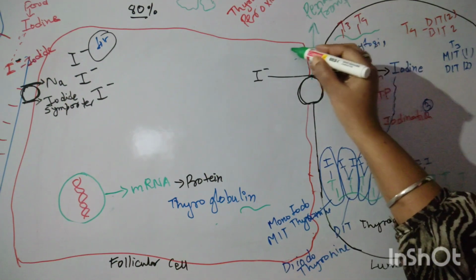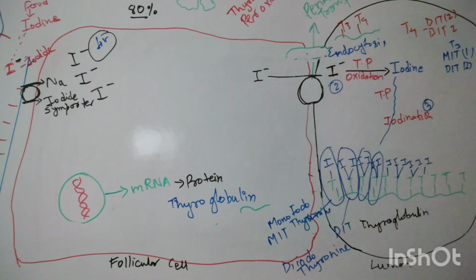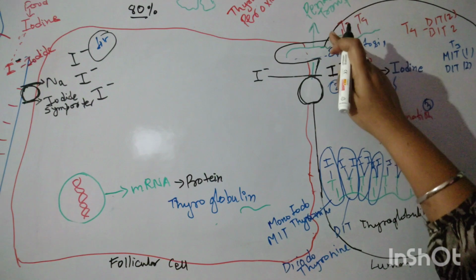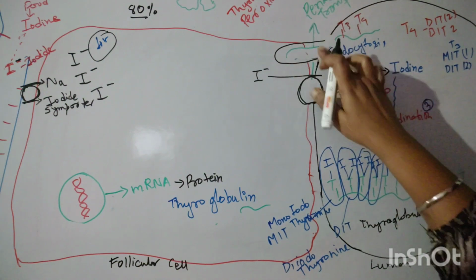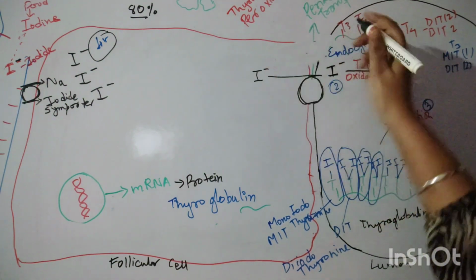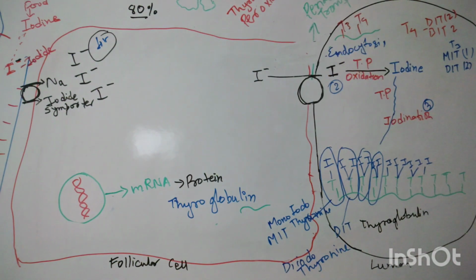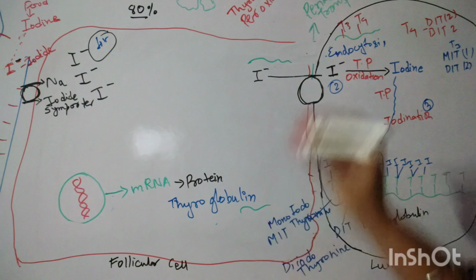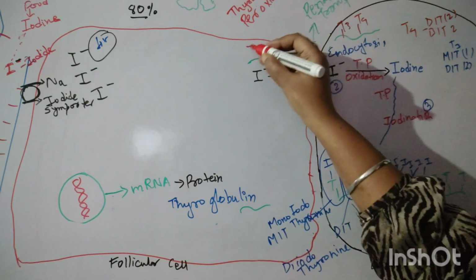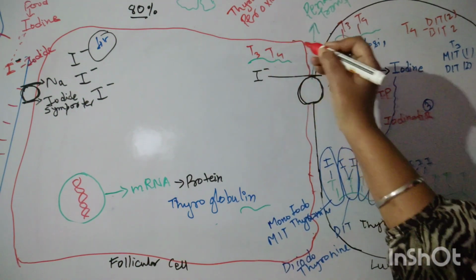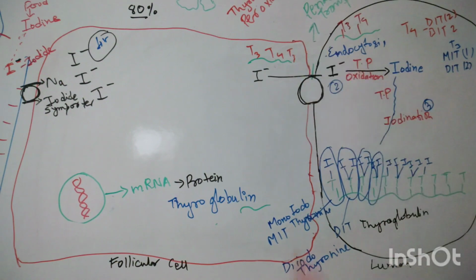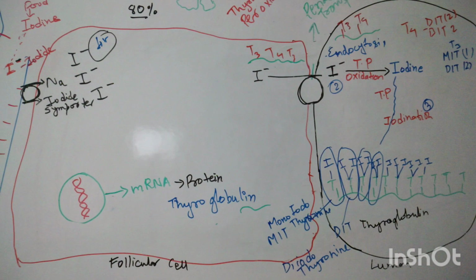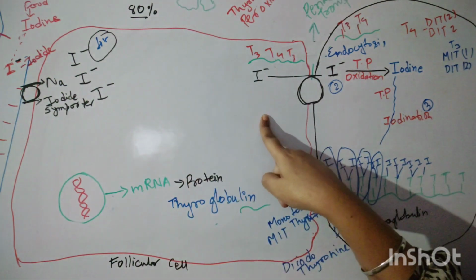Again, it will enter like this, then come here, and then this T3, T4 will reach here. There will be a long chain like this. This will enter the follicular cell.